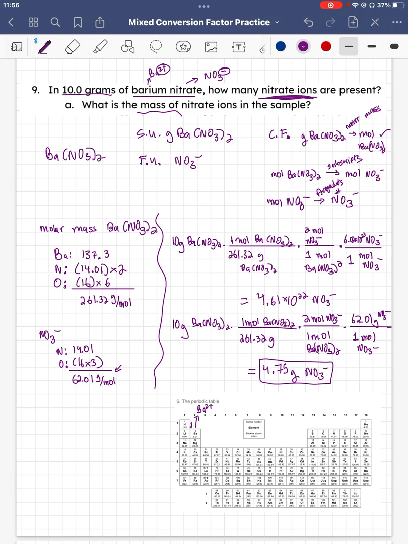And that makes sense to me. NO3 minus is 62.01 in terms of molar mass, and so it would be a little less than half of my total sample because barium is heavier.